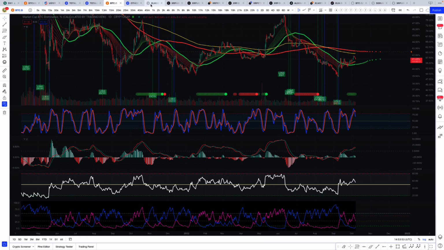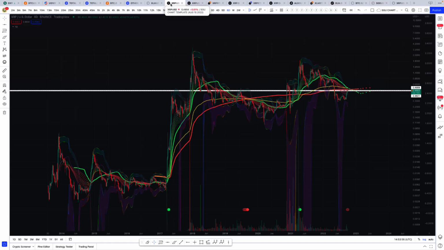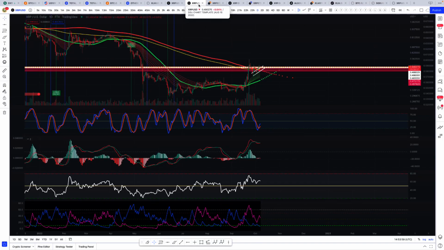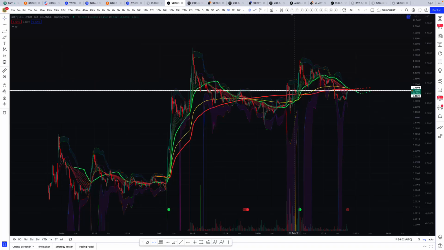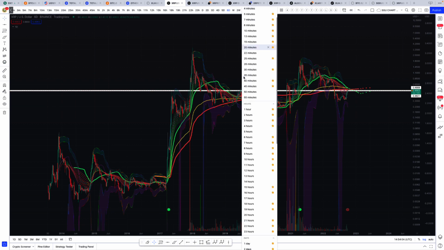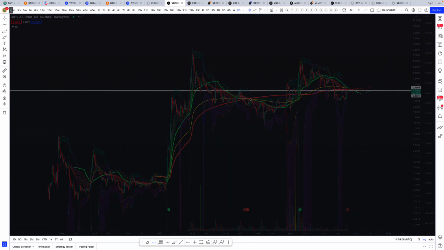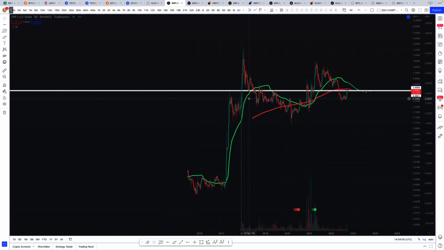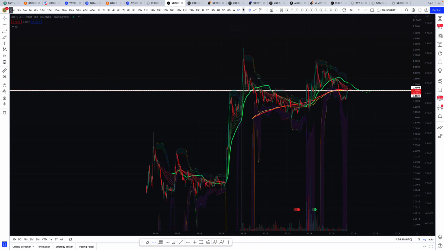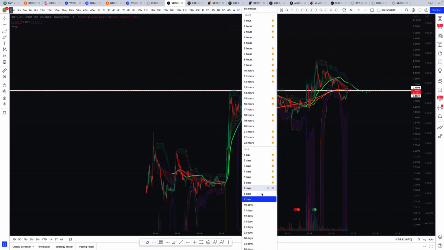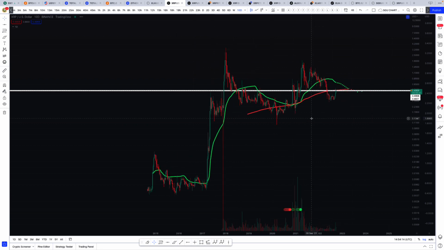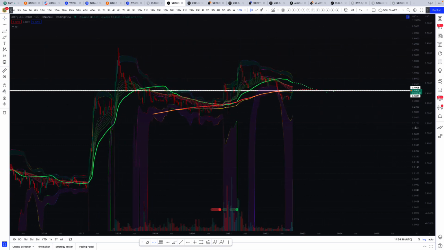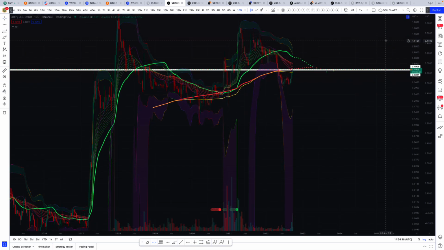Then we got XRP we'll take a look at, and this was the 6-day chart, but I was looking for, I think it's the 10-day that closes today. We have some huge higher time frame candle closes that are happening within today and Sunday. So yeah, the 10-day candle closes today, and so far so good.